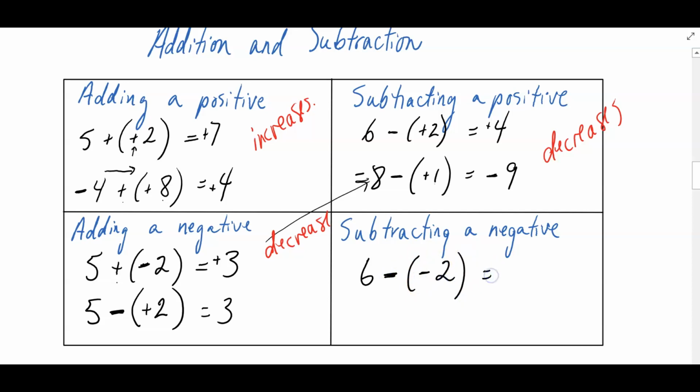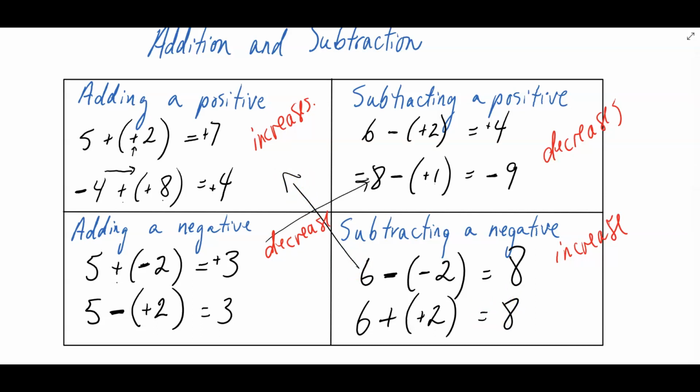Well, when we subtract a negative, the result is going to increase. So we'll go from 6 and we'll increase by 2. This should become 8, but let's see how we can work that out a little more easily. We can do the same: change the operation and change the sign of the number. So now we are adding a positive, much like this.